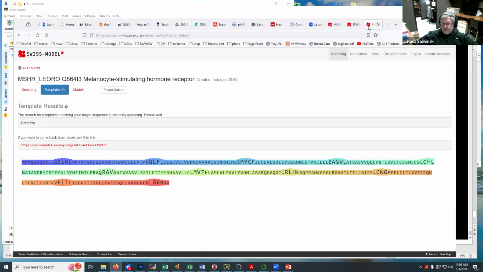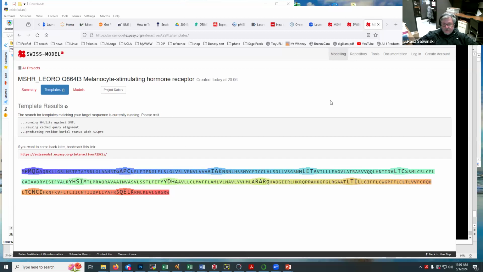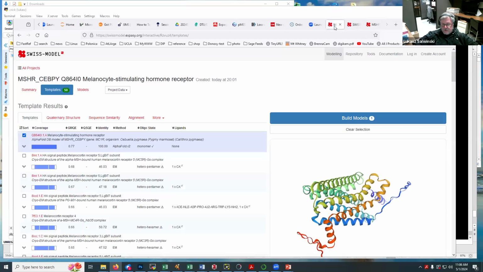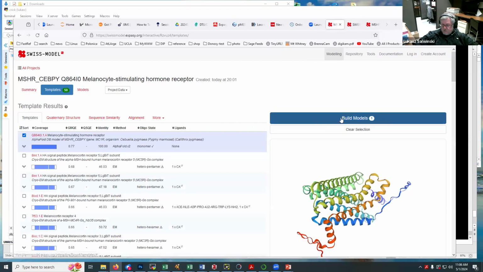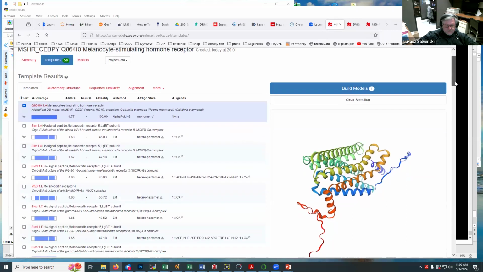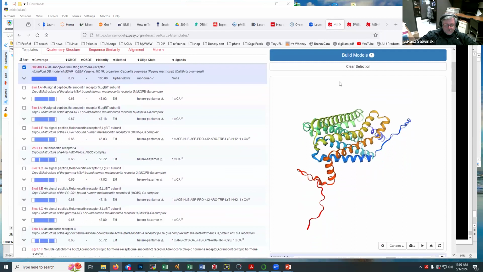I just ran a similar search for another sequence here. Here are the results at the very end of the step that you've seen starting here. We are presented with the templates of proteins with reasonable identity to the sequence you're looking at.